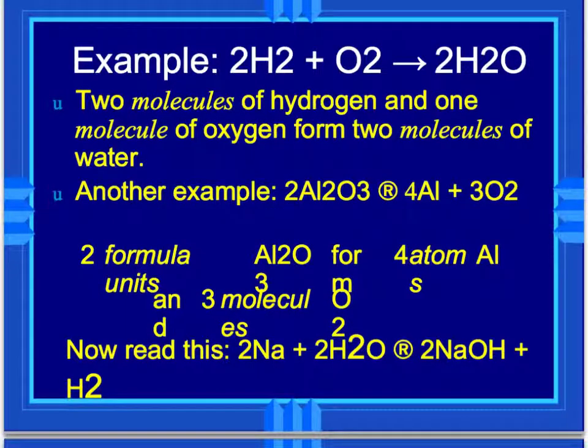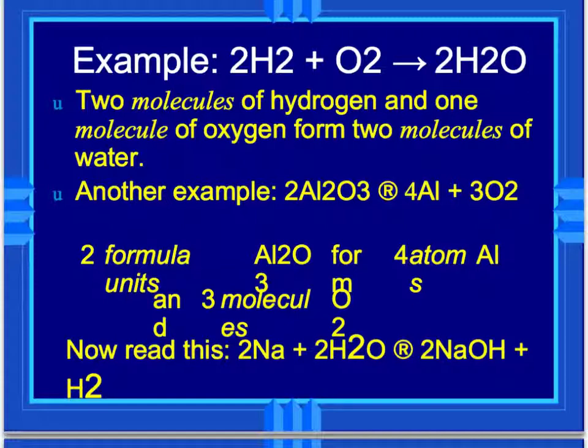When we go to read a chemical equation, the way that we would read this one up here in particular is that we would say that we have 2 molecules of hydrogen and 1 molecule of oxygen form or produce 2 molecules of water. So again, we're using this word molecule, and we're just talking about those individual particles.